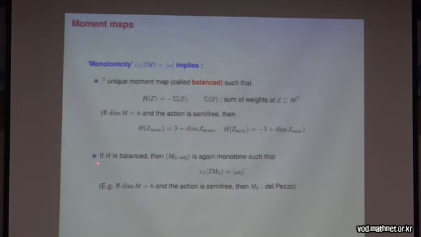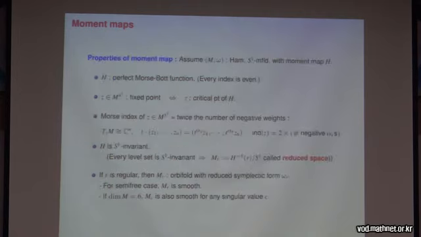And also, such a moment map is called balanced. And the second statement is, if the moment map is balanced, then if we take the reduced space at level 0, then, and also, oh, I forgot to say what omega R is. Sorry.